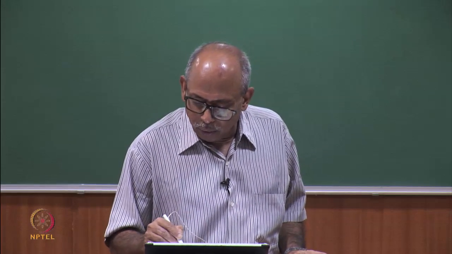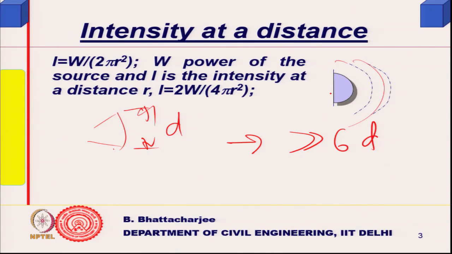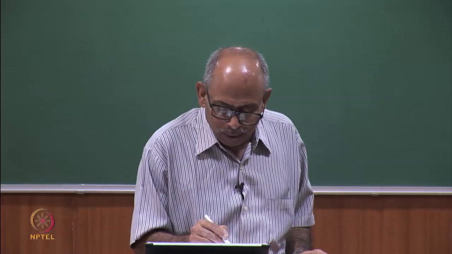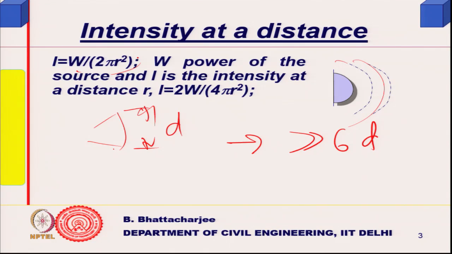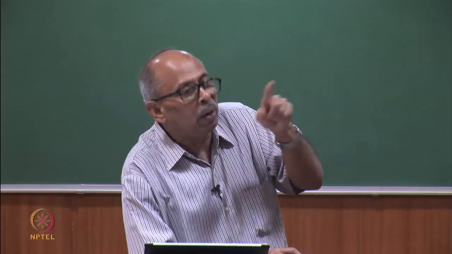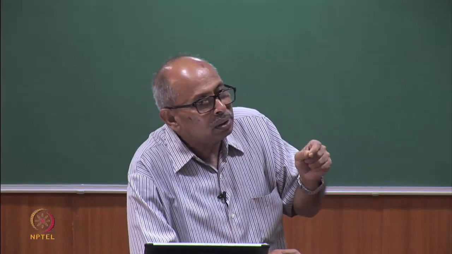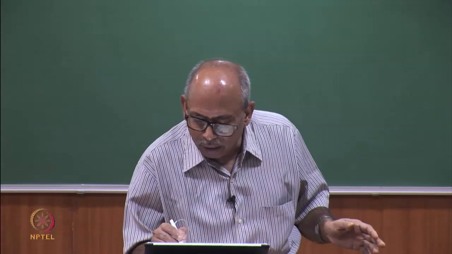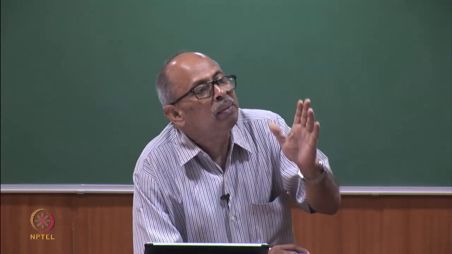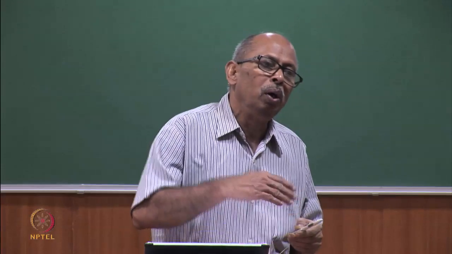Then all the sound wave is going over the hemisphere only, right? So this will be W divided by 2 pi r squared. Unlike the earlier case, a point source going in all directions, here it is a point source, but because reflected sound from the wall will also go along the same direction.